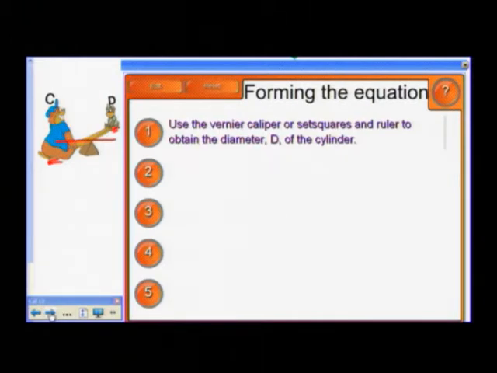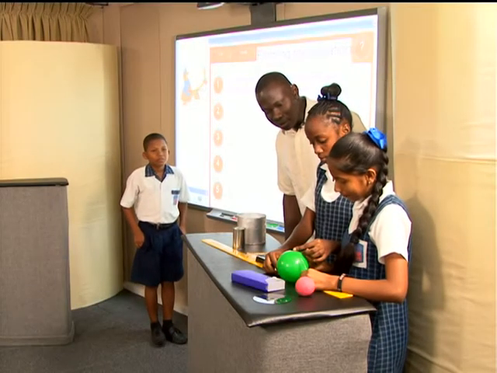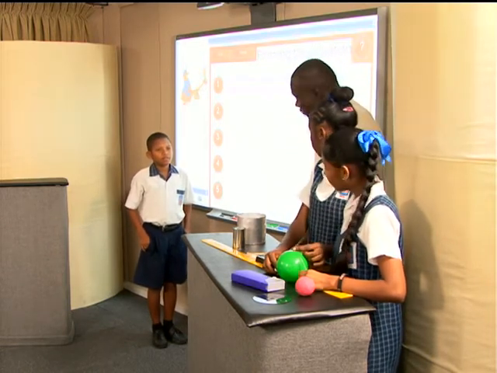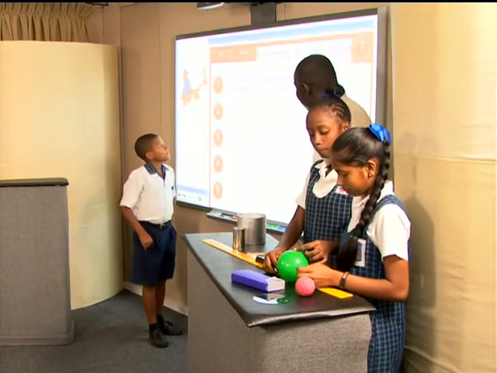And then they put another set square at the other end of the ruler, and they see where it ends. Where does it end? 31. So we start at 20 and we end at 31. So what is the diameter of the ball? 11 cm. So we have the diameter to be 11 centimeters.